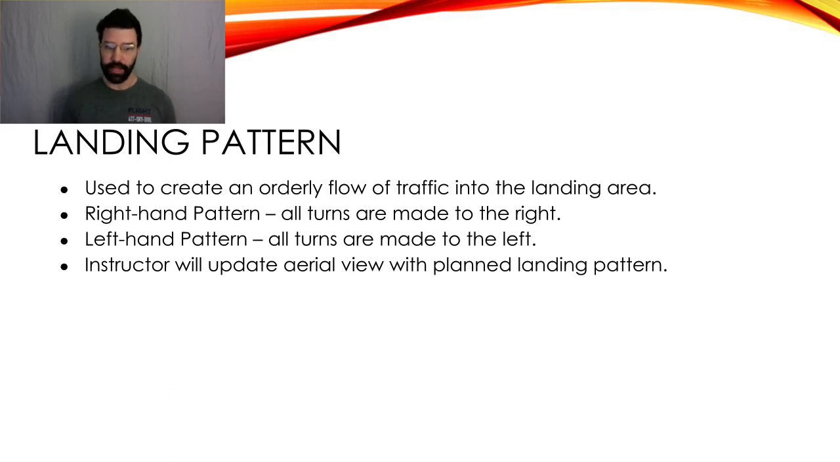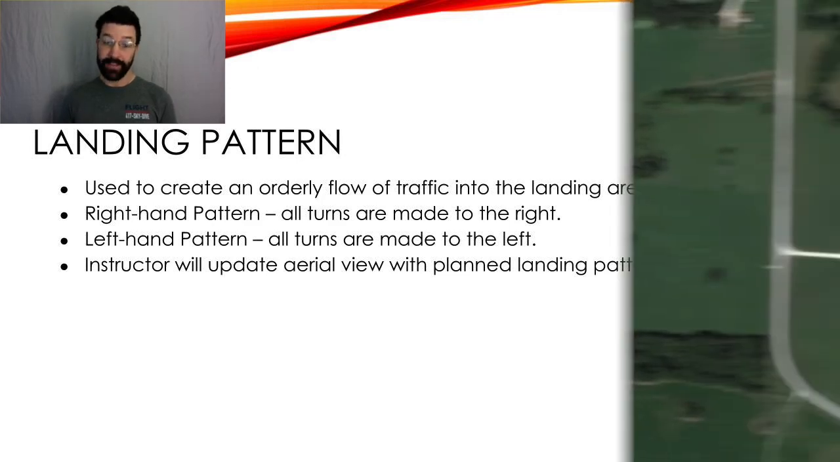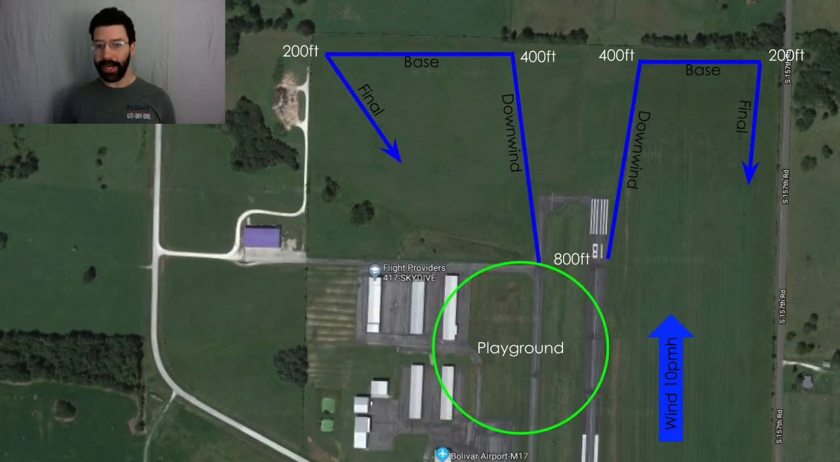The instructor will update the aerial and show you the planned landing pattern for the day. This aerial shows a left and right-hand landing pattern, and we can also see that the wind is coming out of the south. The left or right-hand landing pattern is used depending on which side of the runway you want to land on. We can also see the playground area that sets us up for the landing patterns.